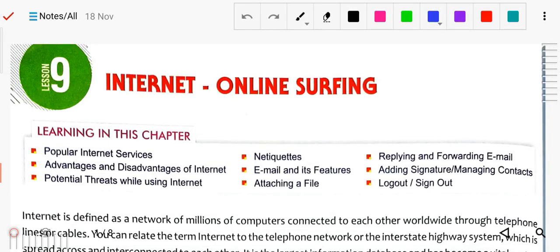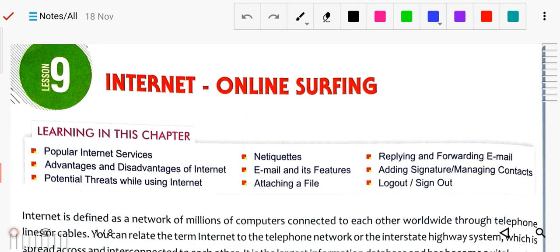Good morning, students. Today we will study lesson 9, Internet Online Surfing. Many of you are familiar with this word internet. What is internet? Internet is a network of networks, or you can say internet is a network of millions of computers connected to each other worldwide through telephone lines or cables.